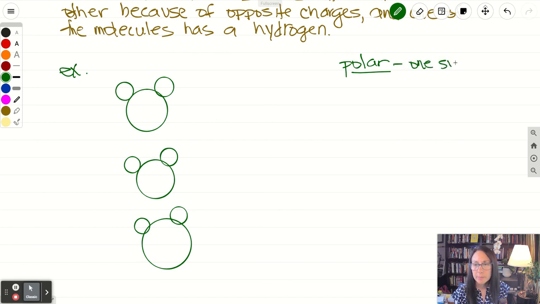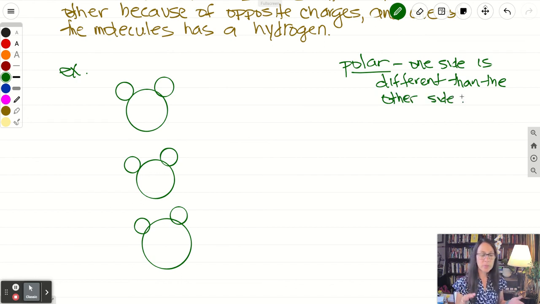One side is different than the other side. Okay, and this doesn't have to be about charges. It does refer to charges in what we're talking about right now, but it doesn't have to be that. For example, my body, my head looks very different than my feet. They're totally different. So I am a polar being. A tree, the leaves on the top are very different than the roots underground. A tree is polar, okay? A beach ball is the same all the way around, so it is non-polar, okay?